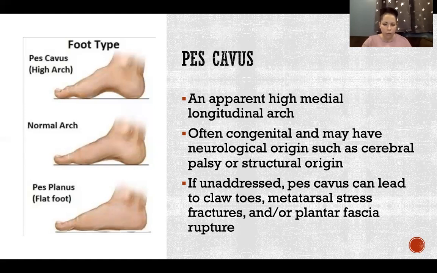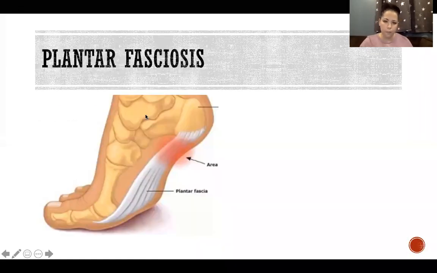Metatarsal stress fractures occur for the same reason as pes planus, where we have abnormal stresses going through the metatarsals at an abnormal angle that they're not able to cope with. And it can also cause plantar fascia rupture, because there's so much tension in the plantar fascia that it can cause it to rupture during normal movement of the foot.